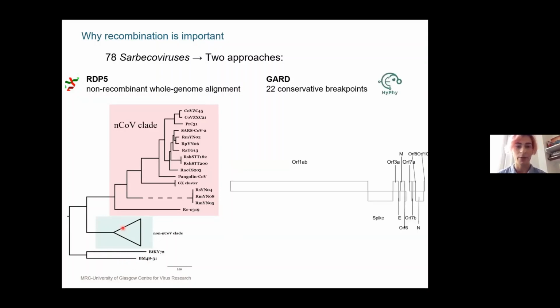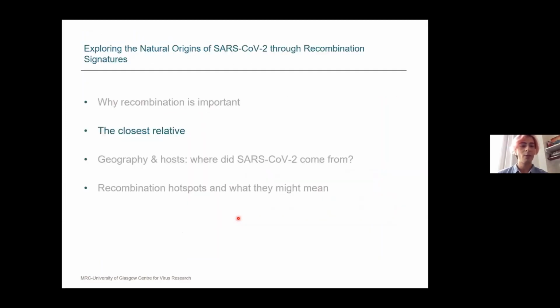So then the second approach we took, more similar to what I just explained in the previous slide, is to try and determine fairly conservatively the most important breakpoint sites for the entire whole genome alignment. We used GUARD for this, and we have 22 breakpoints that if you overlay them on top of the ORF schematic, they fall here. Then we split the alignment based on each one of these breakpoints, and we do maximum likelihood phylogenies for each one.